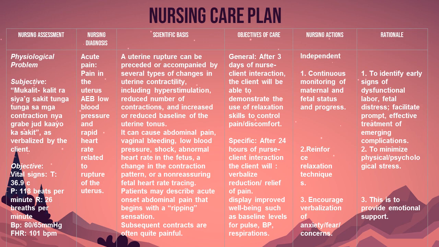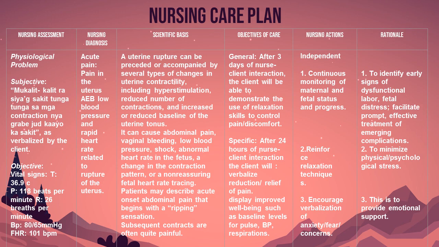Our objective cues shows that her vital signs, for temperature it's 36.9 degrees Celsius. Her pulse rate is 118 beats per minute. Her respiratory rate is 26 breaths per minute. Her blood pressure is 80/65 mmHg, and her fetal heart rate is 101 bpm or beats per minute. As you can see, her pulse rate and respiratory rate is higher than normal. Her blood pressure, however, is lower than normal, and the fetal heart rate is higher or abnormal.